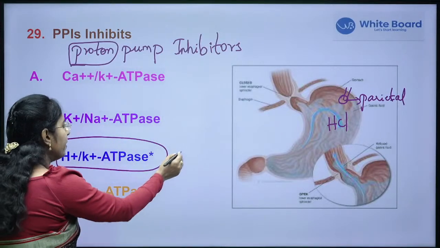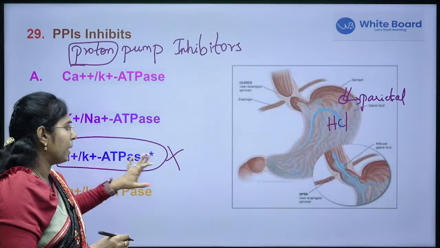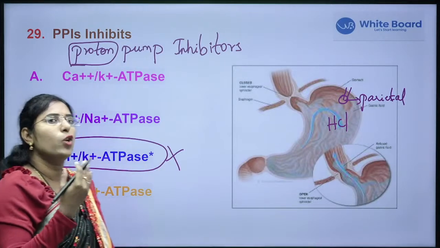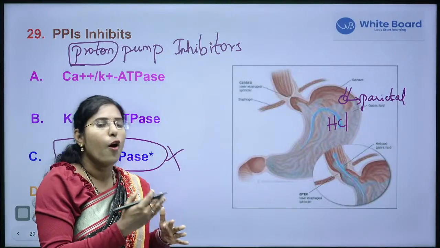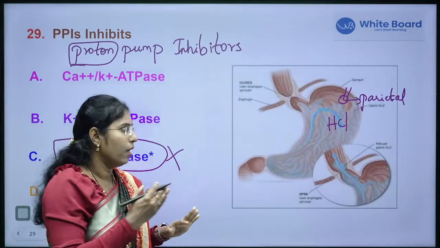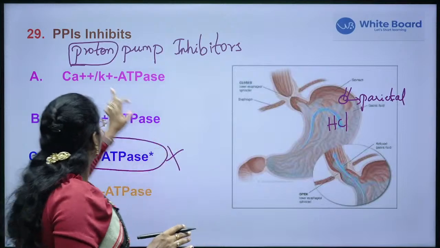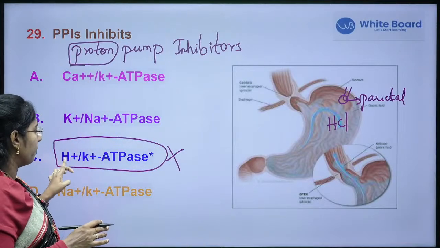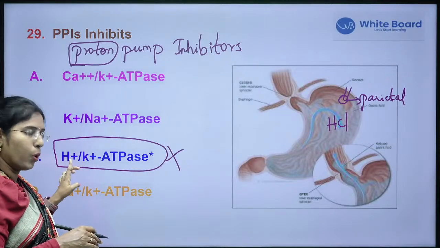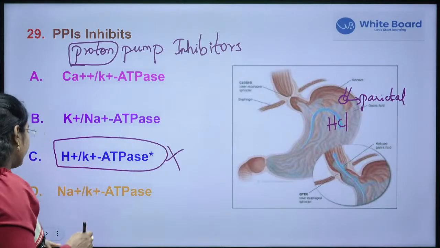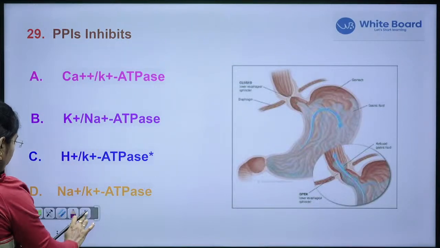They inhibit this H plus potassium ATPase enzyme, so that HCl will not be produced in the stomach, and therefore it can prevent the formation of ulcers. Duodenal, it prevents the formation of ulcers. Okay, right. So proton pump inhibitors act by inhibiting this enzyme, that is proton potassium ATPase enzyme. Coming to the next question.